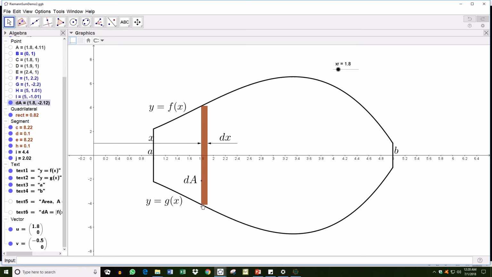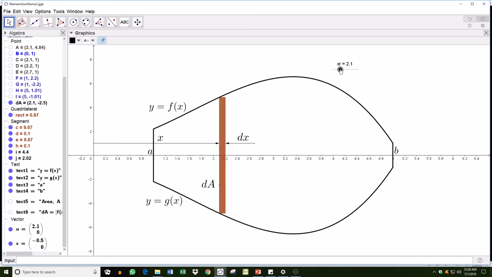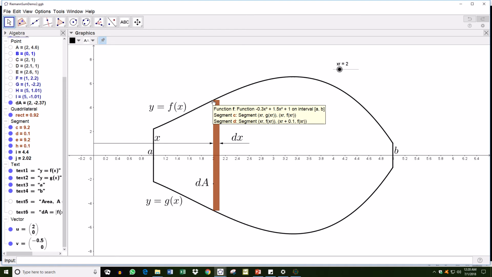But what is the y value at this point? Well, this curve is y equals f of x. This top point is actually a point on the curve y equals f of x. So if we happen to be at, say, x equals 2, that point has an x value of 2. In that case, the y value should be f of 2.